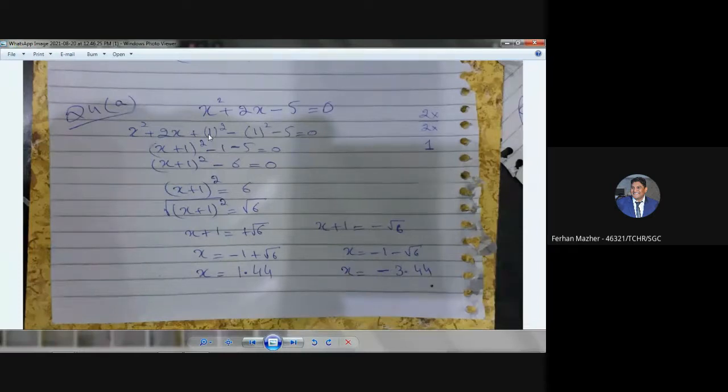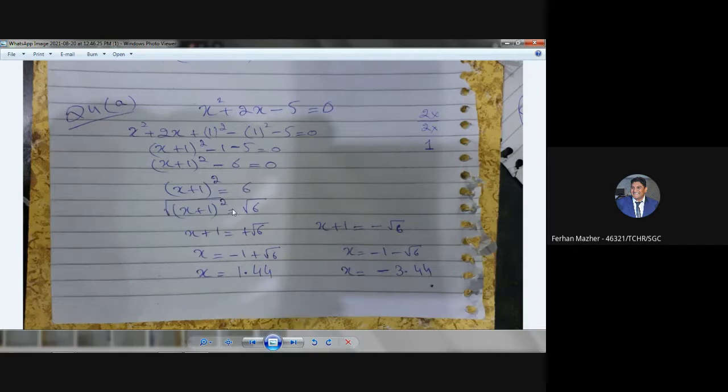These first three terms make the whole square formula, (x plus 1) whole squared. You see, (x plus 1) whole squared will be x squared plus 2x plus 1. The minus 1 squared is minus 1, and minus 5 is as it is. So (x plus 1) whole squared minus 1 minus 5, that will give you minus 6, equals 0. Take this minus 6 to the other side. When it goes to the other side, it becomes plus 6. So now I have (x plus 1) whole squared equals 6.